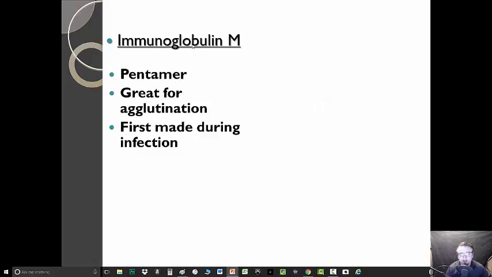Okay, so that one, by the way, is IgM. This is the pentamer. It's got 5 of those Y-shaped antibodies attached together, and this is, again, the king of agglutination right here. IgA and IgM are both really good at it, but this one is superior. So you want to recognize this is the one with the pentamer. That pentamer shape makes it good for agglutinating. And the other thing is that this is the first antibody made during infection.